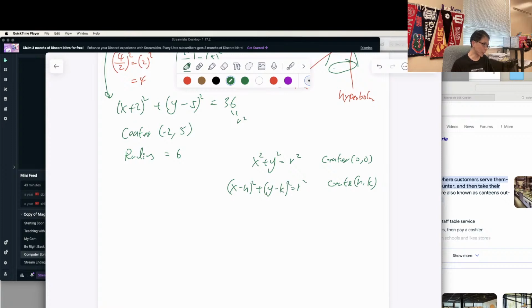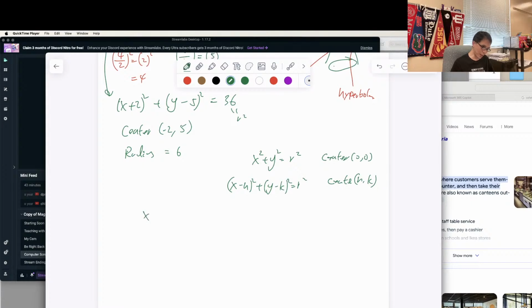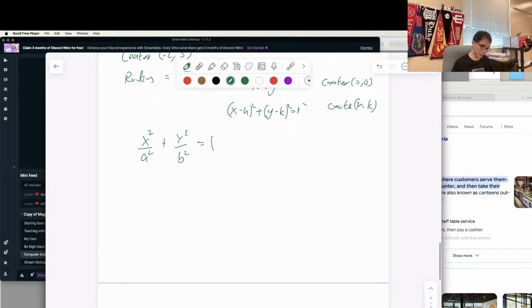Now I'm going to show you what an ellipse looks like. The ellipse is actually interesting. It's x squared over a squared plus y squared over b squared is equal to 1. If you have a squared and b squared on the bottom and it equals 1, that's going to form an ellipse. For example, x squared over 9 plus y squared over 25 equals 1. That's an ellipse.